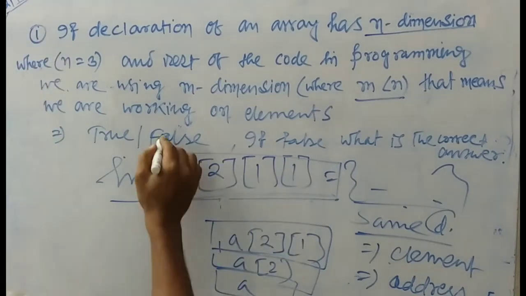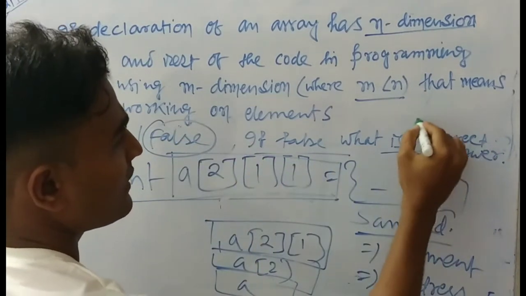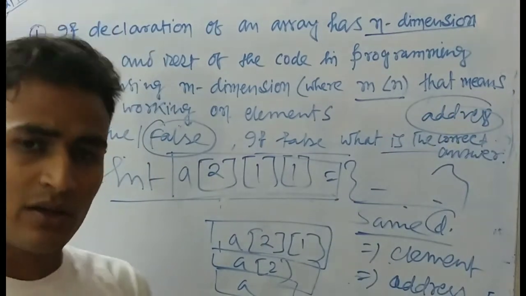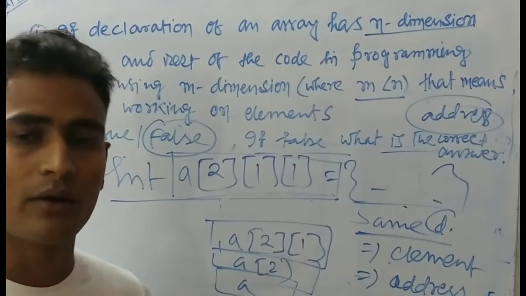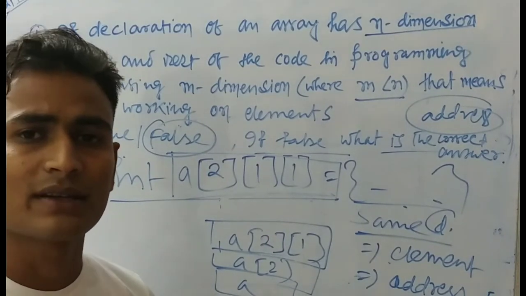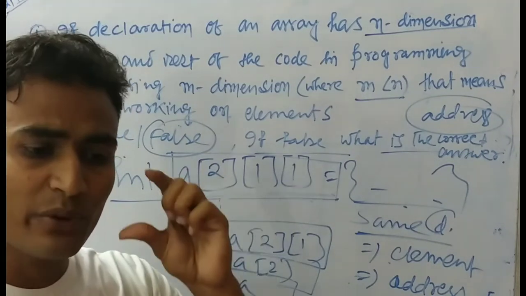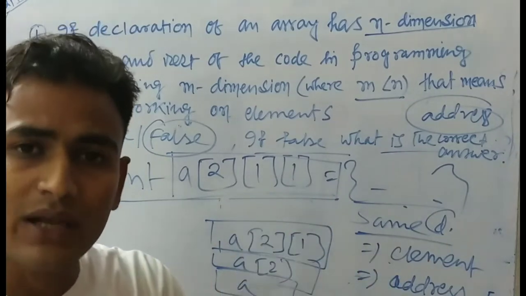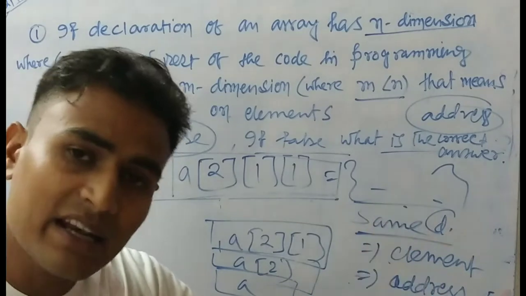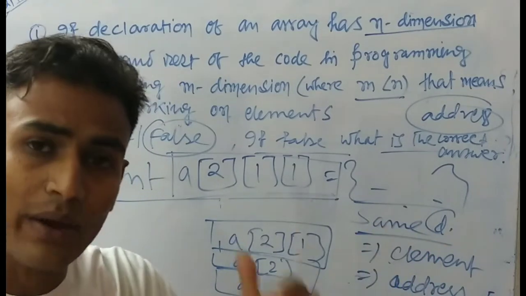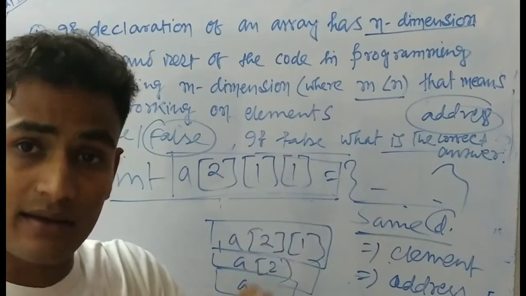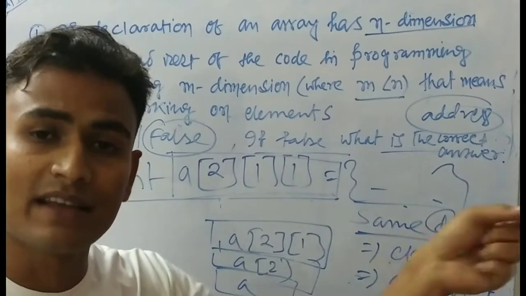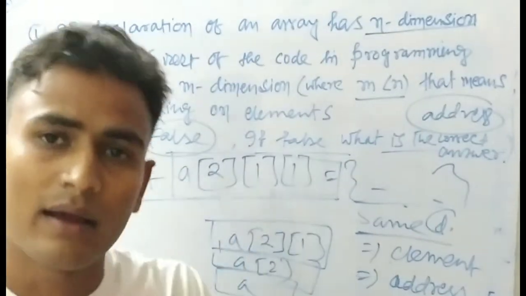So my question is false, and the correct answer is address. This type of question is asked in GATE or other competitive exams. I hope you understand the basic fundamental theorem. If we initialize an array with n dimensions and in the rest of the code we use n dimensions, that means we are working on elements; otherwise, if we use fewer dimensions than the initialized array, we are working on addresses.